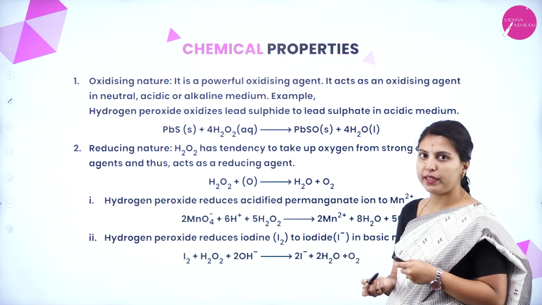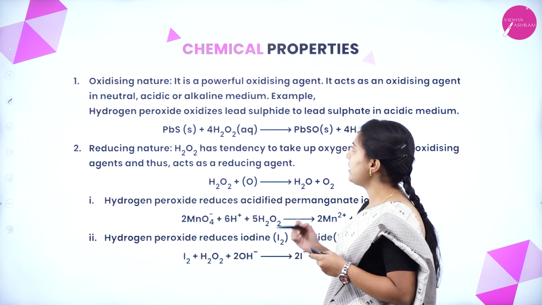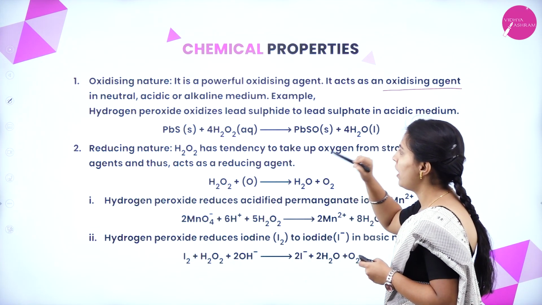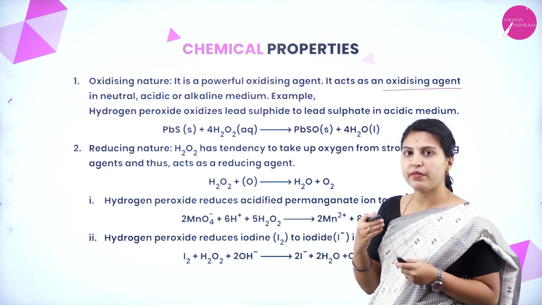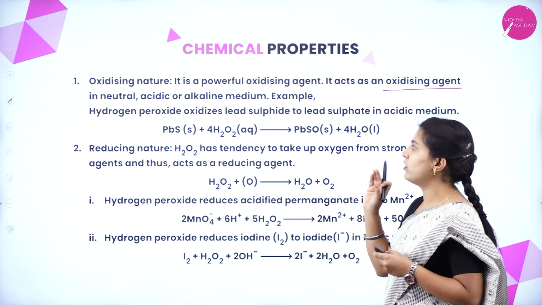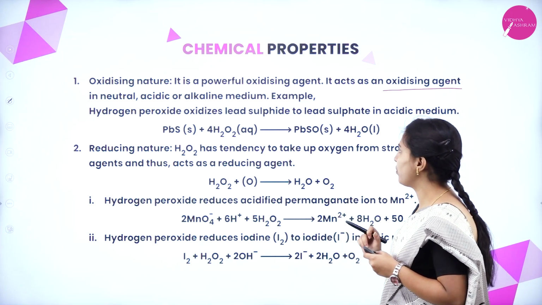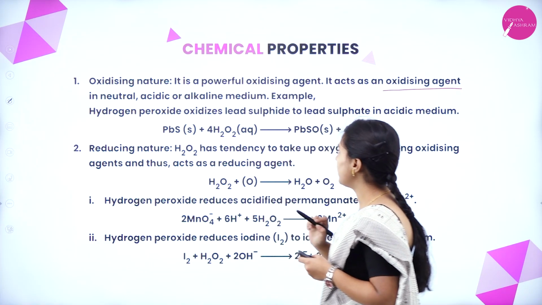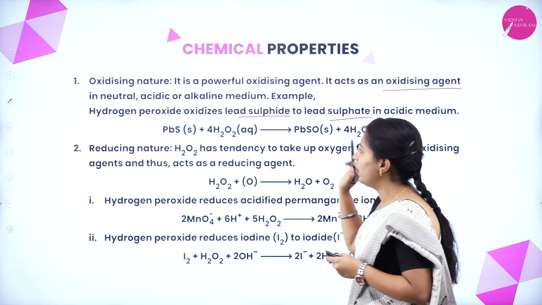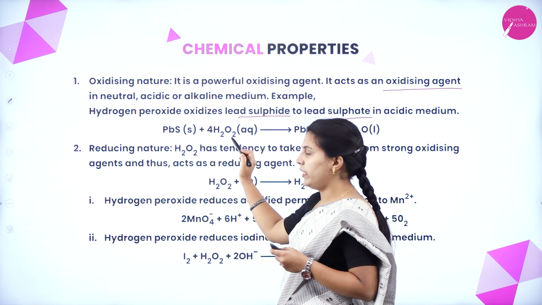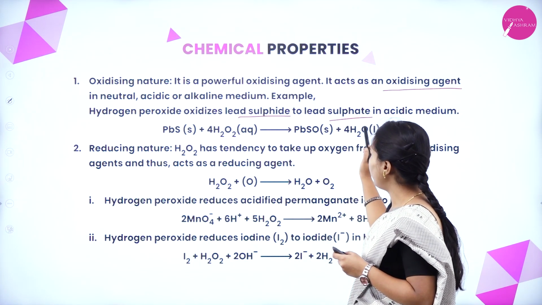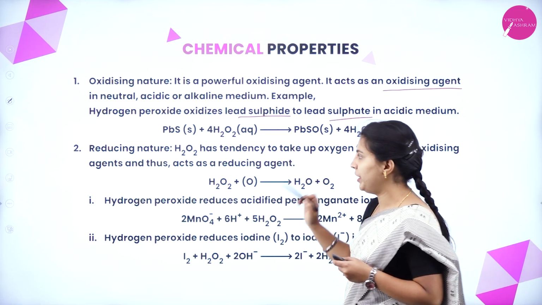Next, chemical properties. Oxidizing nature. It is a powerful oxidizing agent. It acts as an oxidizing agent in neutral, acidic or alkaline medium. It is a very good oxidizing agent and it will act in alkaline, in acidic, and in neutral medium also. Example, hydrogen peroxide oxidizes lead sulfide to lead sulfate in acidic medium. This is lead sulfide, and in the presence of hydrogen peroxide, it forms lead sulfate and water. It is in acidic medium.